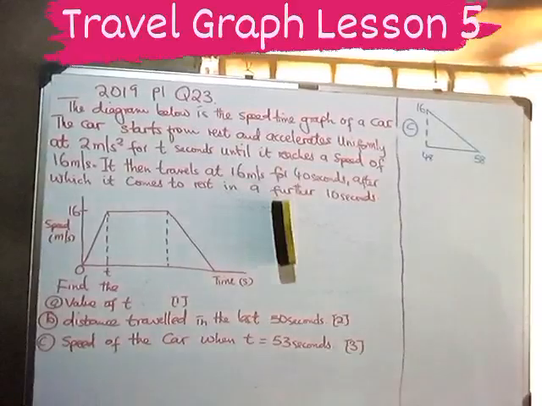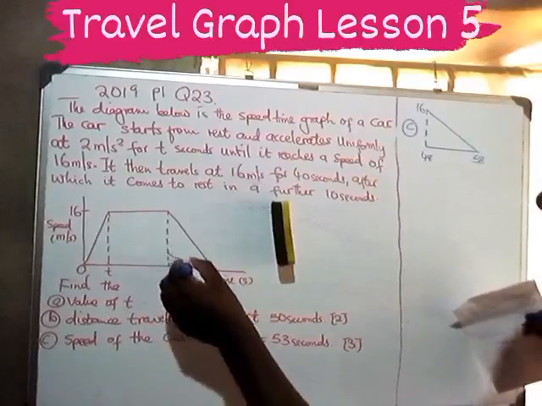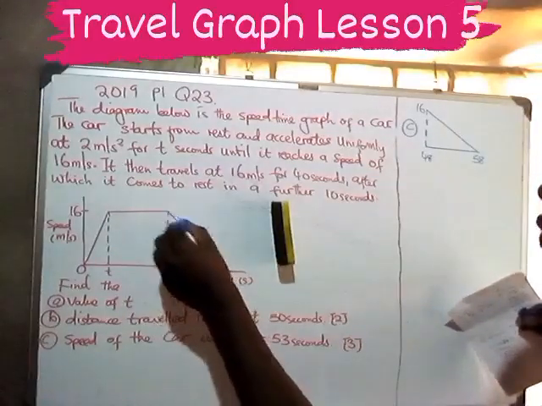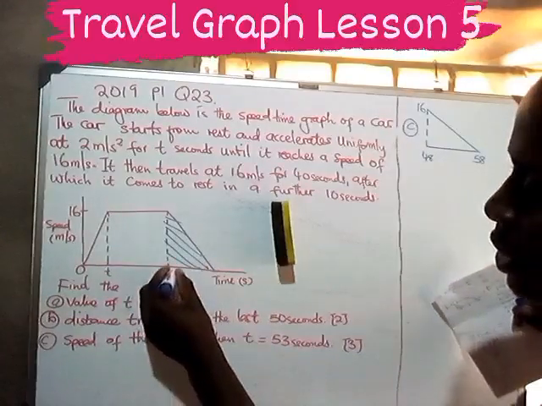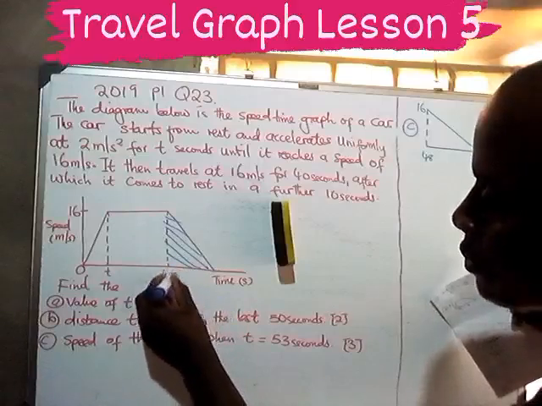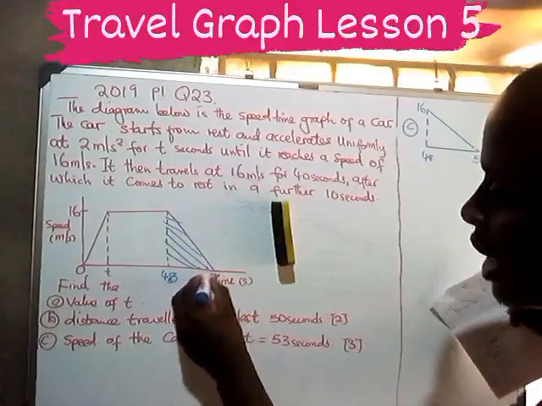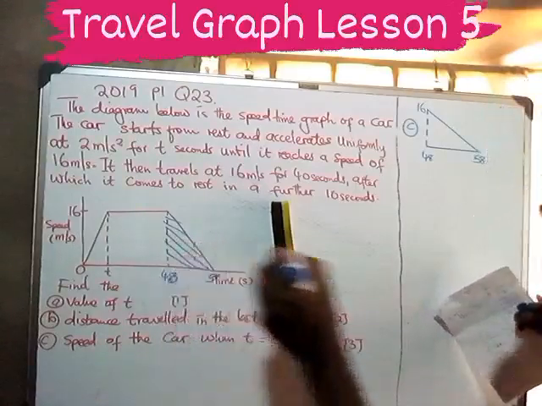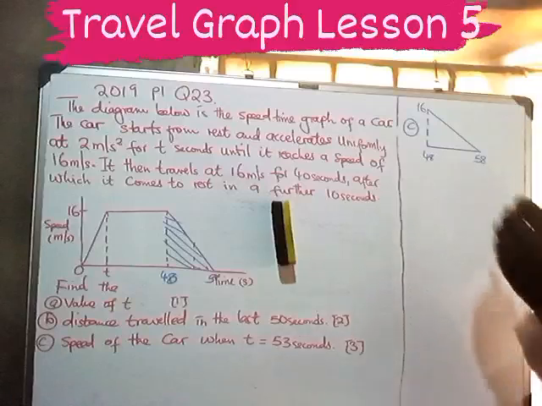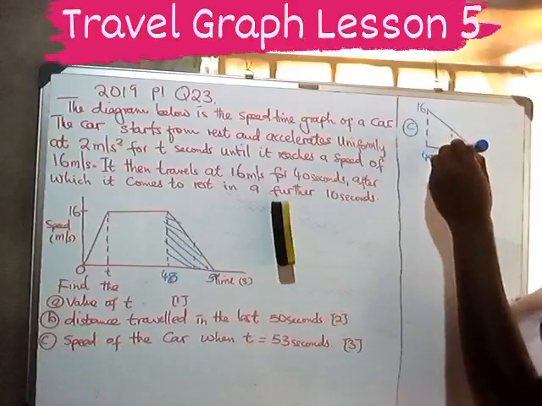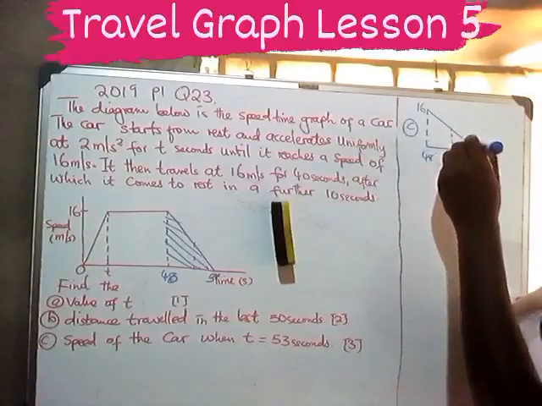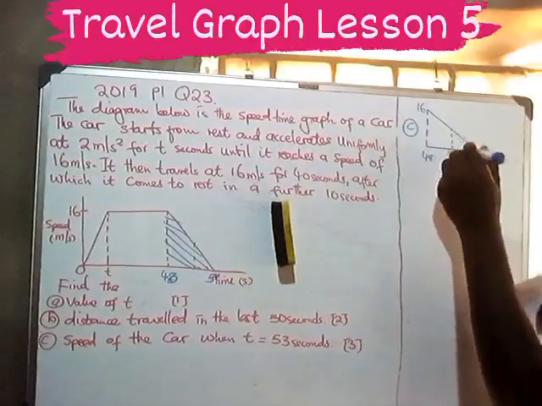So for C, the speed of the car when T is 53. I have gotten this part, the last part here, which I have written there. Why have I picked this one? Because it is the one which has 53. This is 48. This one is 58. Meaning 53 is in between 48 and 58. So I will say my 53 will be here. This is an assumption.